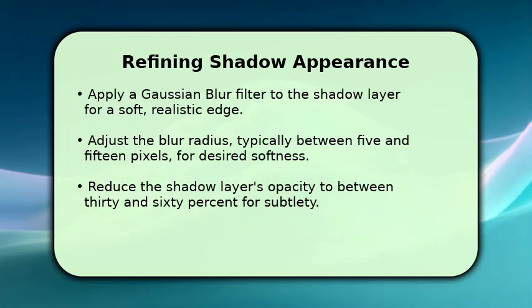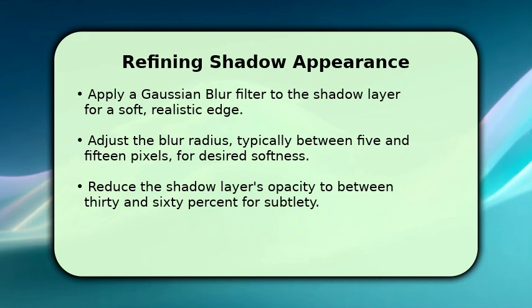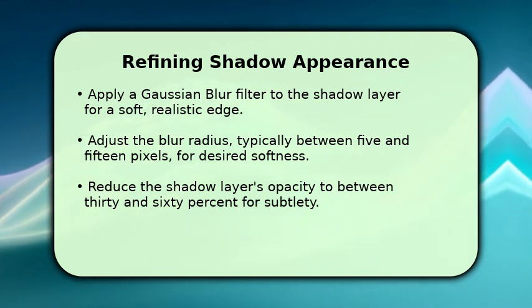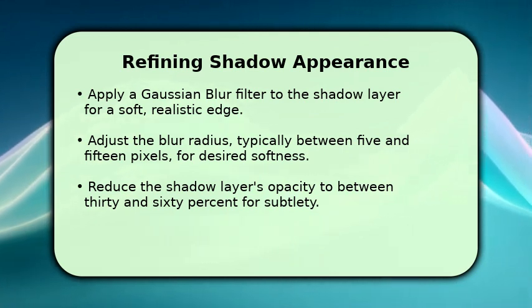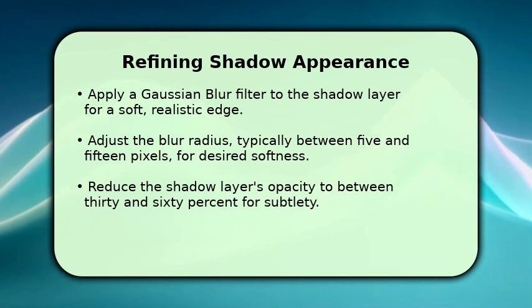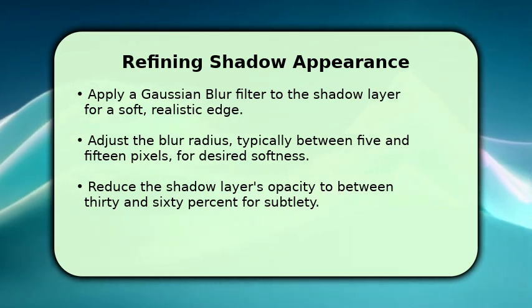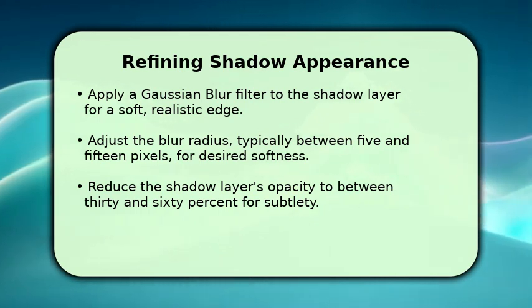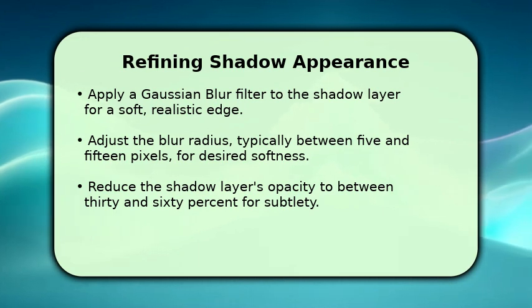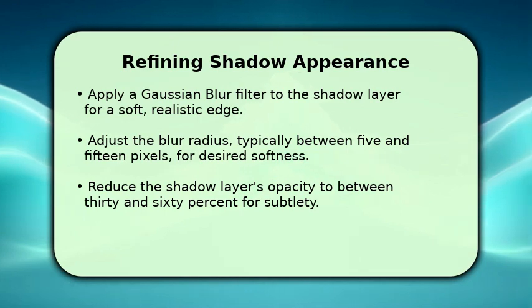To make our shadow look truly realistic, we need to soften its edges. Go to Filter, then Blur, and select Gaussian Blur. A radius of 5 to 15 pixels often works well, but experiment to find what suits your image best. This softens the harsh black into a more natural shade. Finally, reduce the shadow layer's opacity to somewhere between 30 and 60%. This makes the shadow subtle, not overpowering, blending it seamlessly.